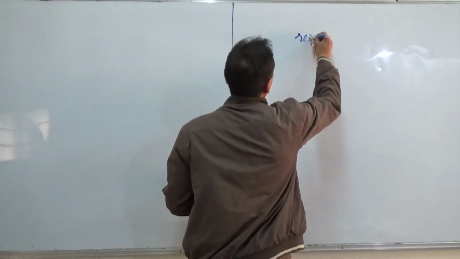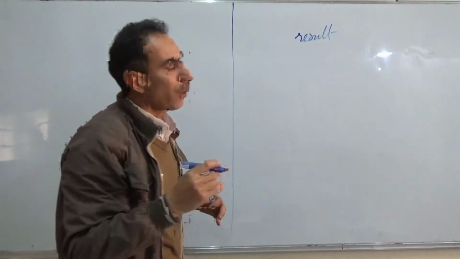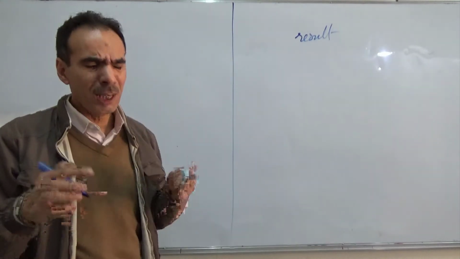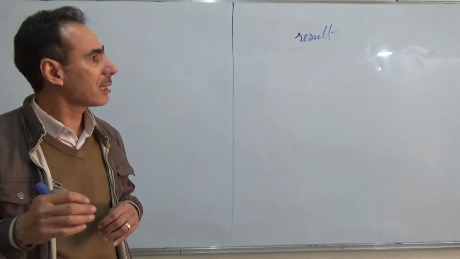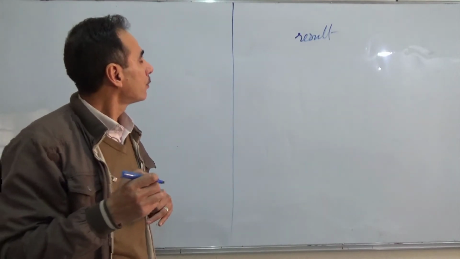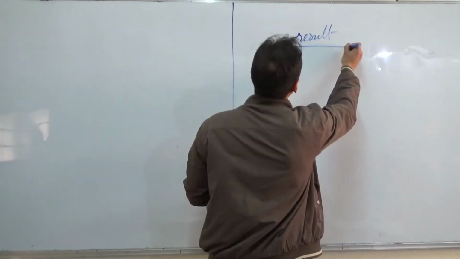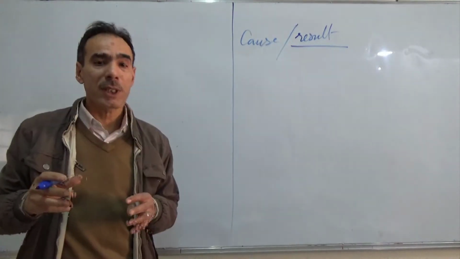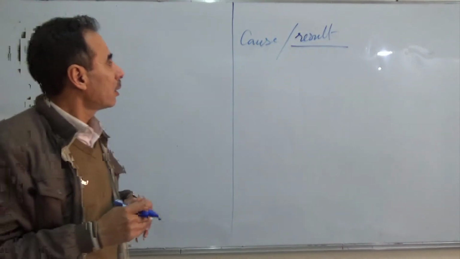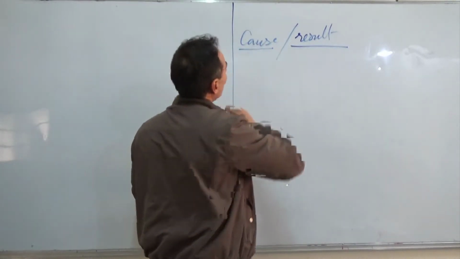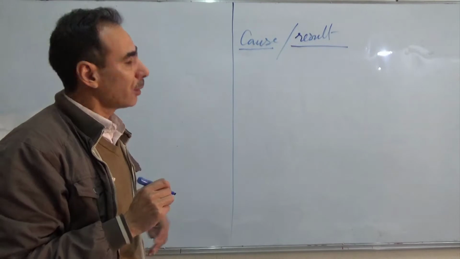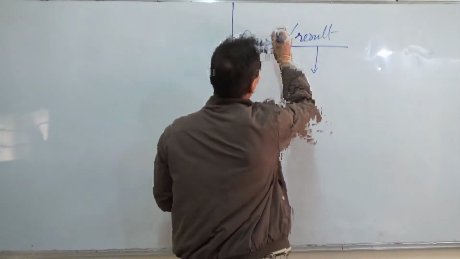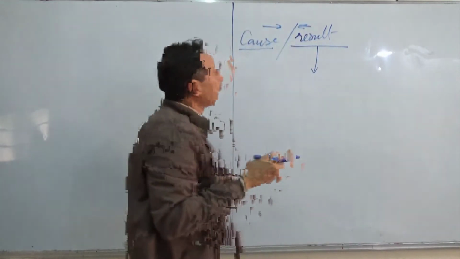Express result. Of course, you have already seen that when you studied how to combine two simple sentences to construct a complex one. Of course, you have seen how to express cause and result. Generally, when you express result, there is always a relationship.